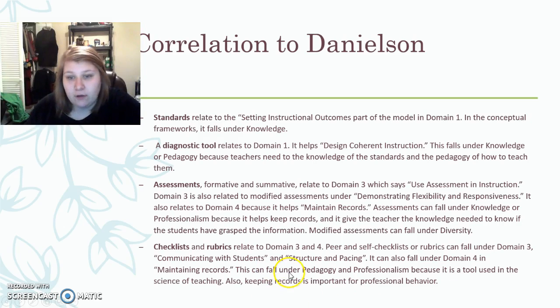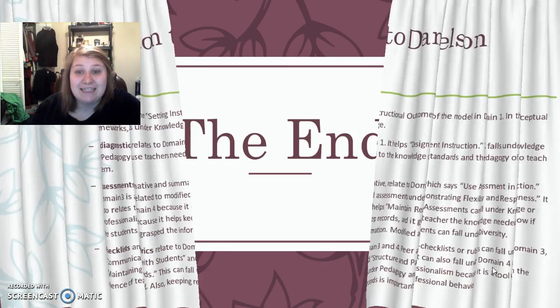And then it can also fall under pedagogy and professionalism because it's used in the science of teaching, and like I said, keeping records is very professional. And then that is the end of my portfolio.